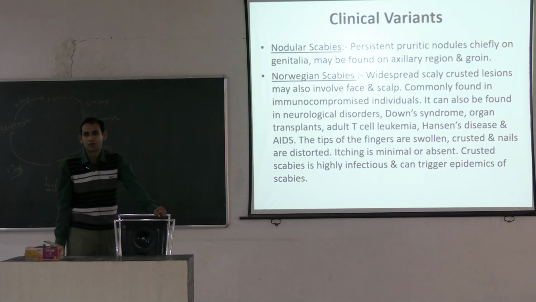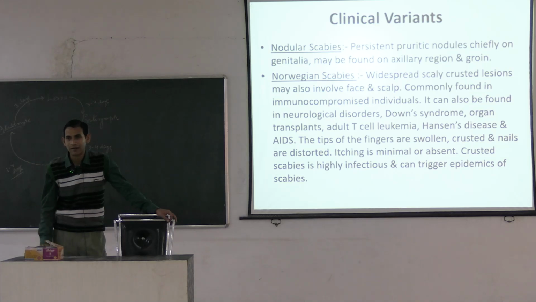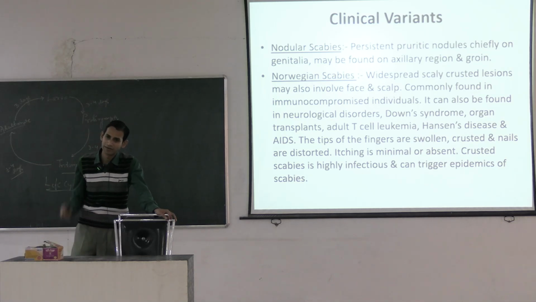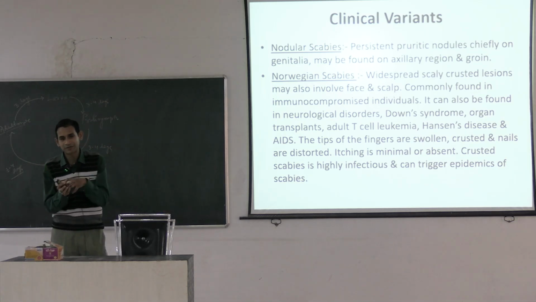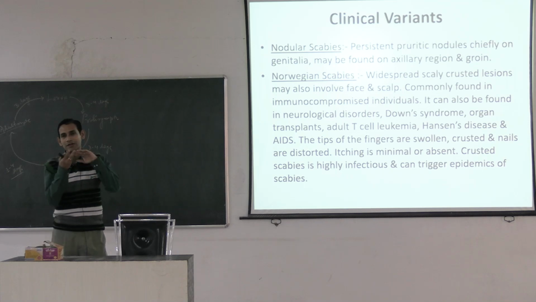And now coming to the Norwegian scabies, also known as crusted scabies. What is Norwegian scabies? Norwegian scabies is most commonly found in the immunocompromised persons, or it can be found in the persons with neurological disorders like Down syndrome, and in persons taking long-term steroid therapy, adult T-cell leukemia, lymphoma, organ transplantation patients, lepromatous leprosy, that is Hansen's disease, and also in HIV positive cases. You will get the crusted lesion. There is extensive crusting of the lesion, the lesions are also found in the scalp, and nails are usually swollen, distorted, and subungual debris can be found.